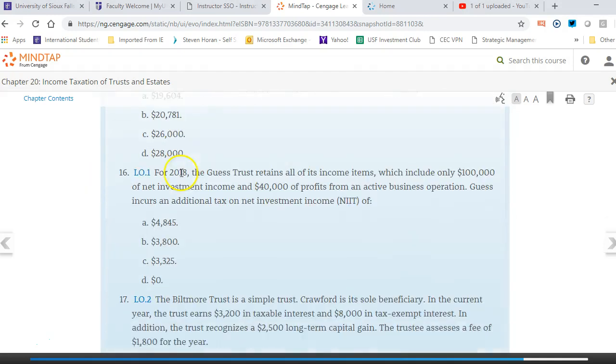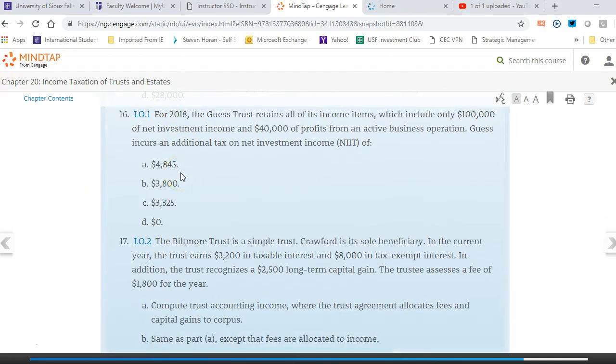Okay, I'm skipping 15, and then go down to 16. It says for 2018, the Guess Trust retains all of its income, which includes only 100,000 net investment income and 40,000 profits from an active business operation. Guess incurs an additional tax on net investment income of, and they give us some options there to choose from, and the answer is letter C, 3325.